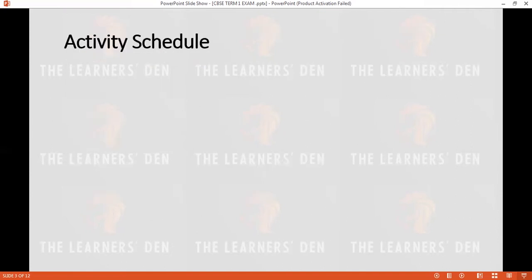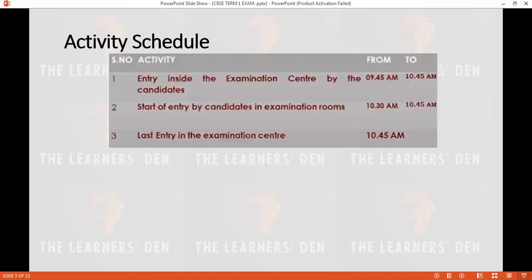Starting with the activity schedule, the entry inside the examination center by the candidate should be between 9:45 a.m. to 10:45 a.m. So they have kept a window of at least 1 hour to make sure the candidates are seated in their respective seats allotted to them. The start of entry by candidates in the examination rooms will take place from 10:30 to 10:45 a.m. So you are requested to reach your centers before 10:30 a.m. And the last entry in the examination center will be at 10:45 a.m.